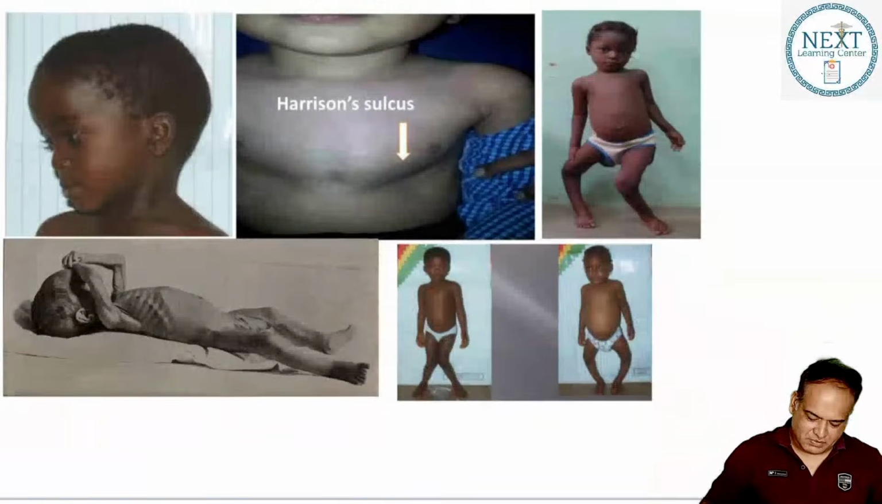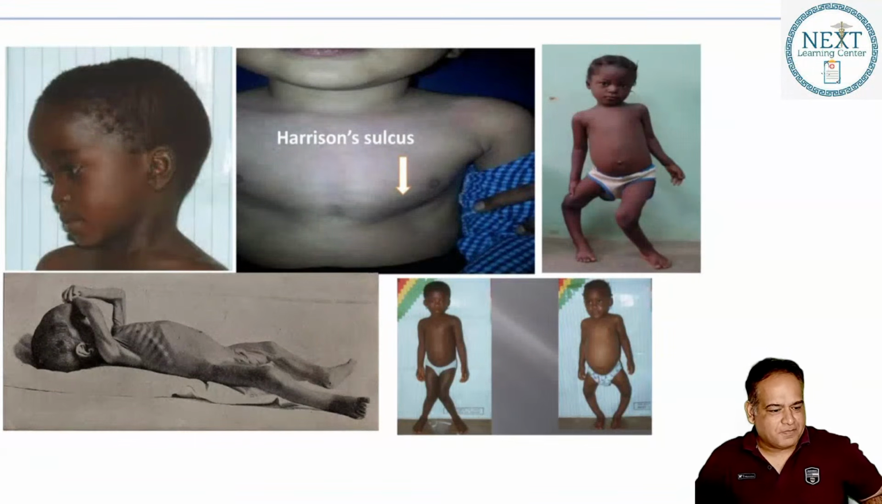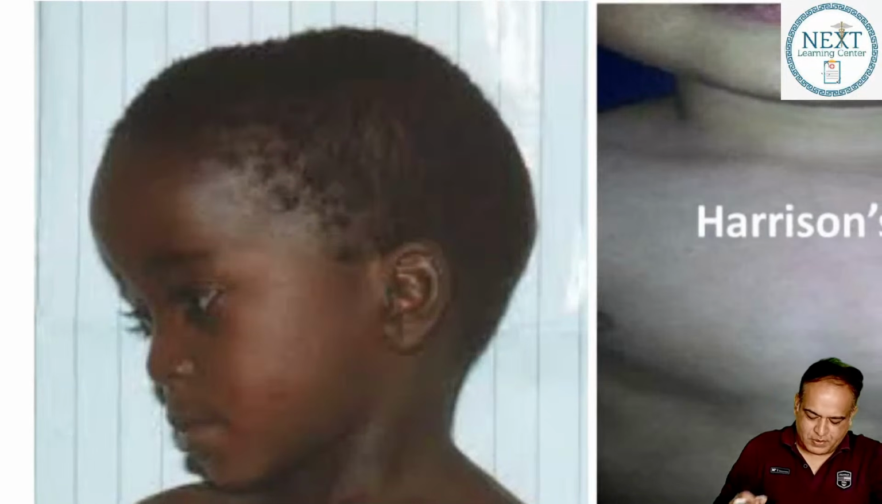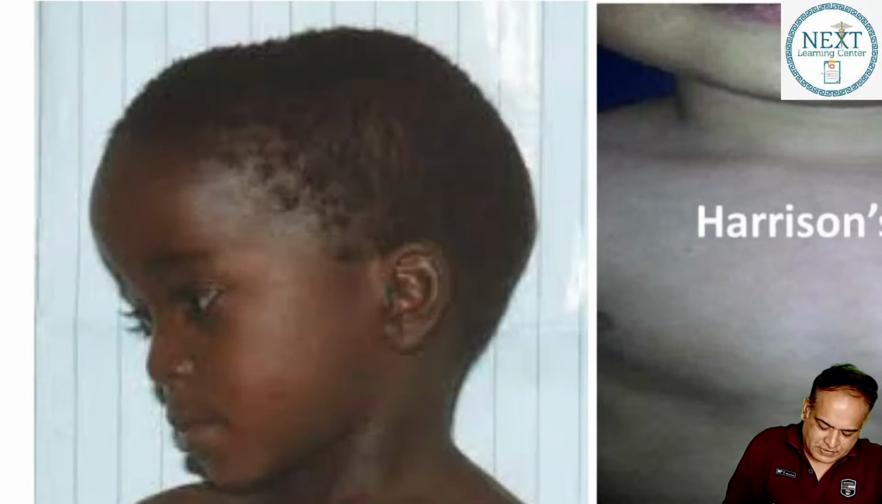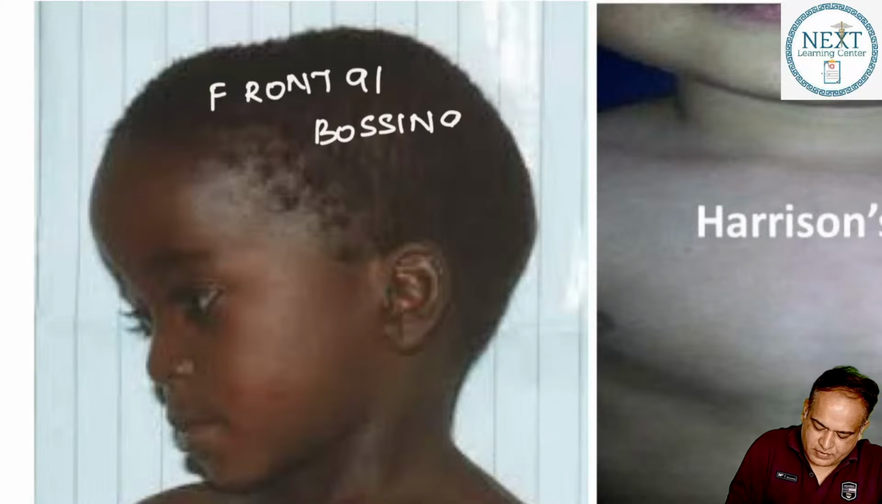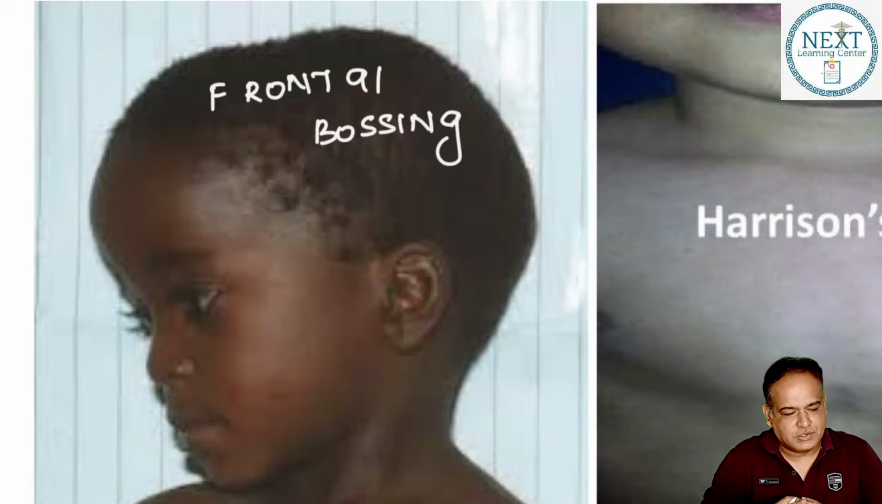Okay, so without wasting any time, let's quickly start. Right, so these images show you rickets. For example, you see the first image here. You see this front image. The first image is showing you frontal bossing, soft skull bones.